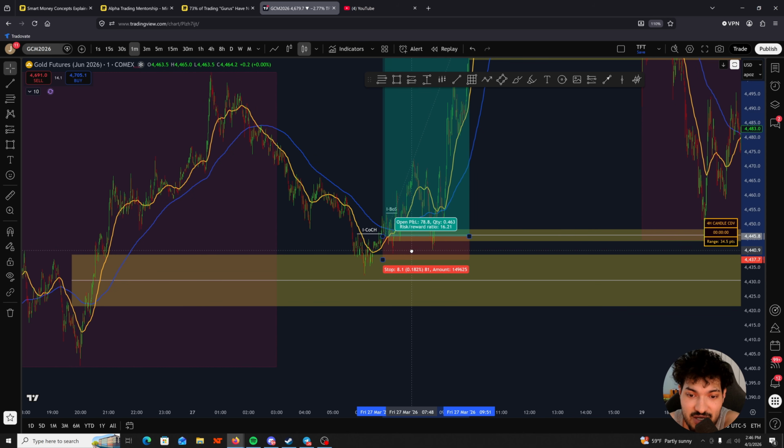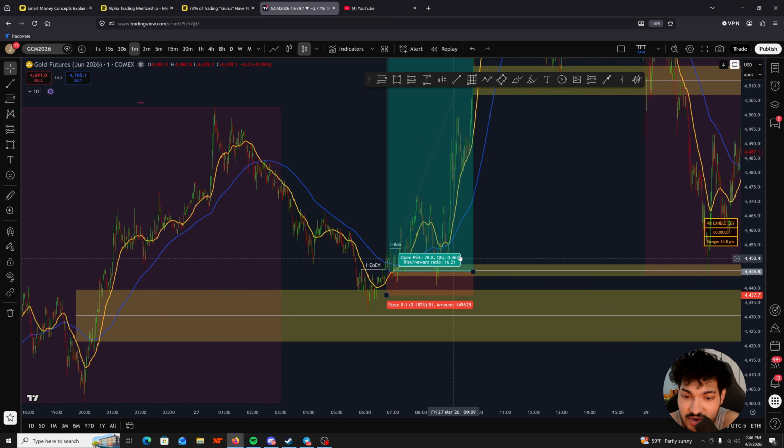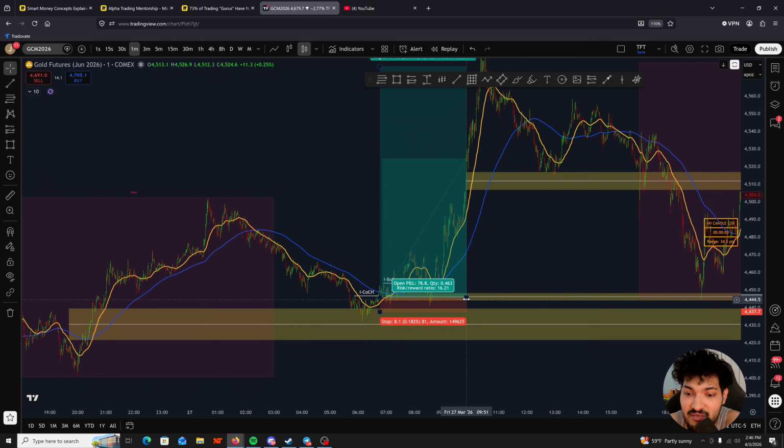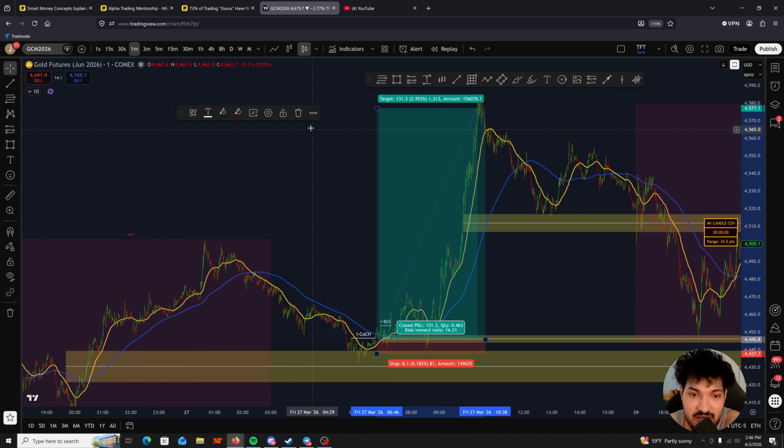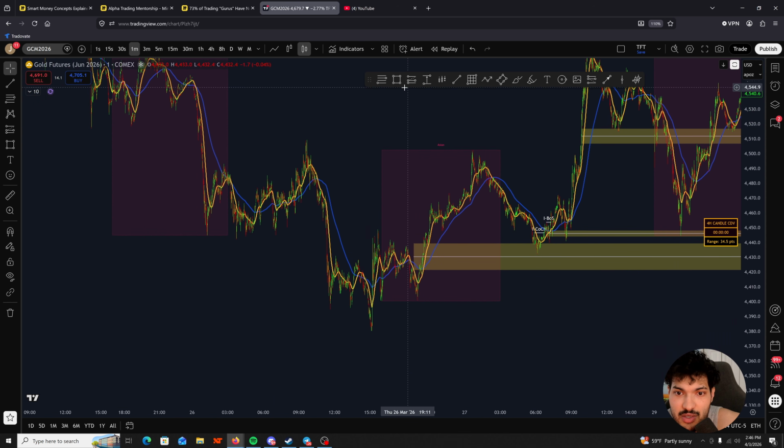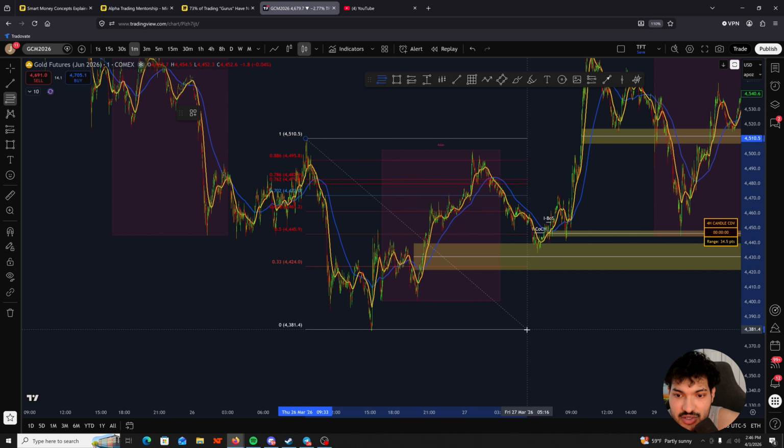Let's say you just enter off the change of character right here, and just wait for the retrace or whatever. In every single one of these scenarios, you could have got a 16R trade on this. And off any given range, you can take your fib tool out and just mark it out, right?